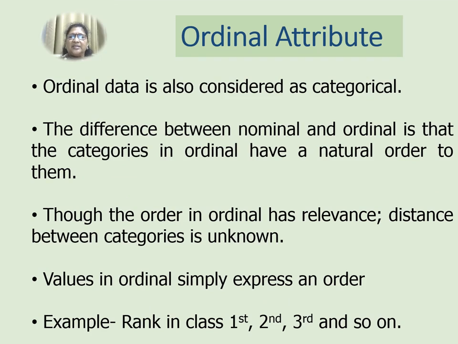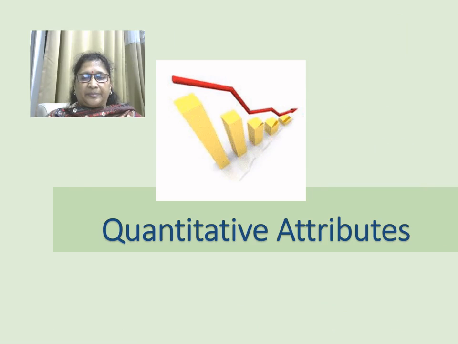Ordinal data is considered to be categorical, like nominal. The difference between nominal and ordinal is that a natural order exists for ordinal, whereas it does not exist for nominal. Values for ordinal simply express an order, but they do not have any quantity assigned to them. These were qualitative attributes. Let us learn about quantitative attributes.